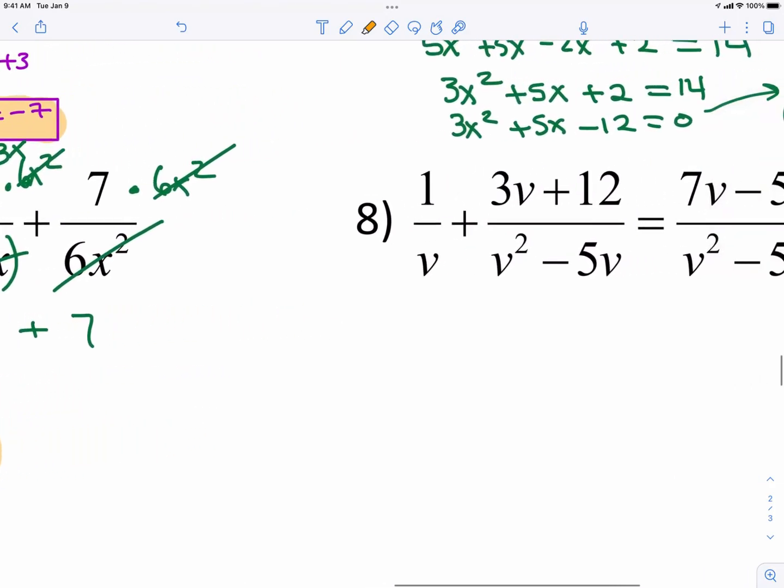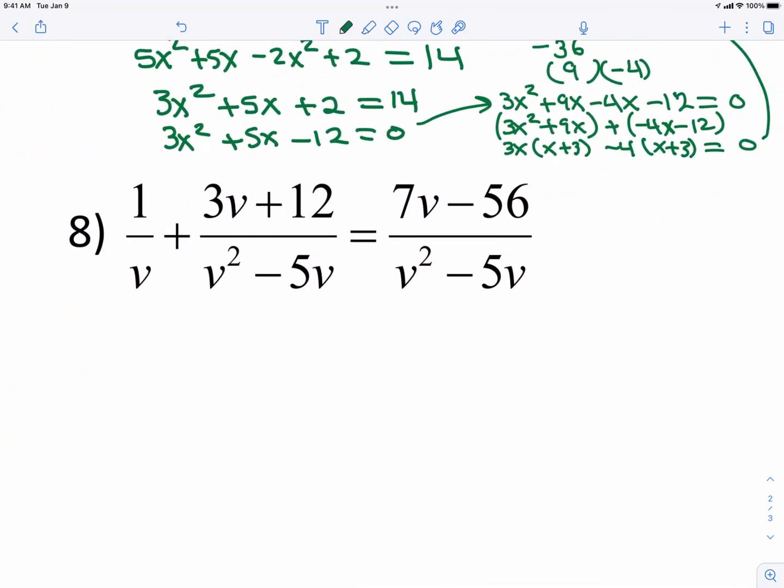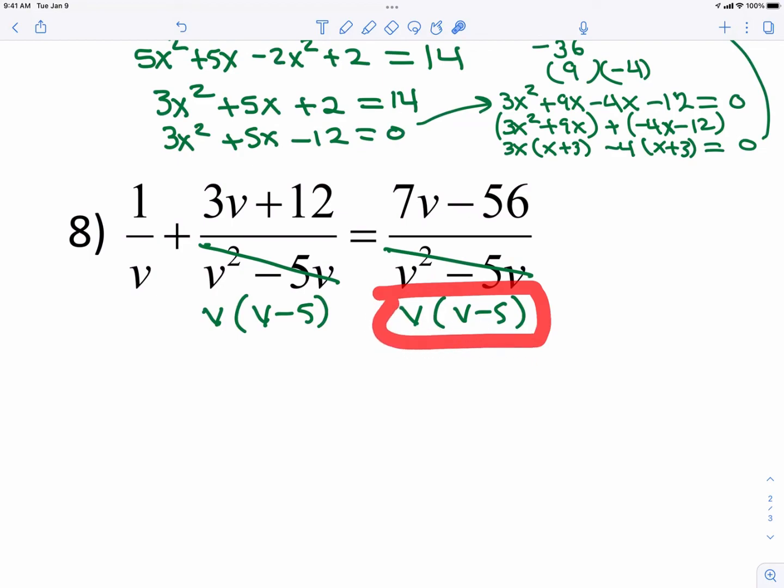All right, number 8. We can factor in several places, but let's factor the denominator. So in the denominator, we can factor the v squared minus 5v. We can pull out a v. So that's v times v minus 5. Same thing here, v times v minus 5. So what is our LCD? Our LCD is v times v minus 5. So we're going to multiply each fraction by v times v minus 5.